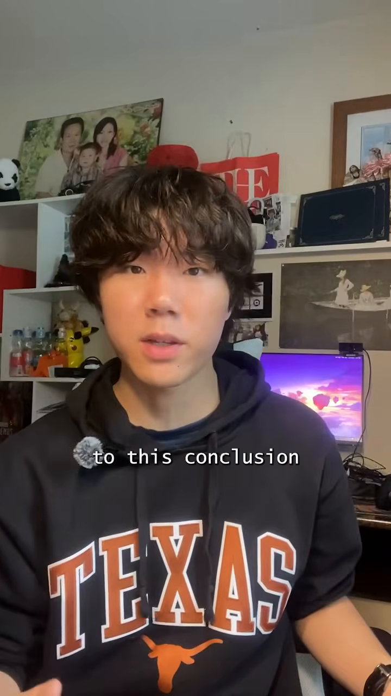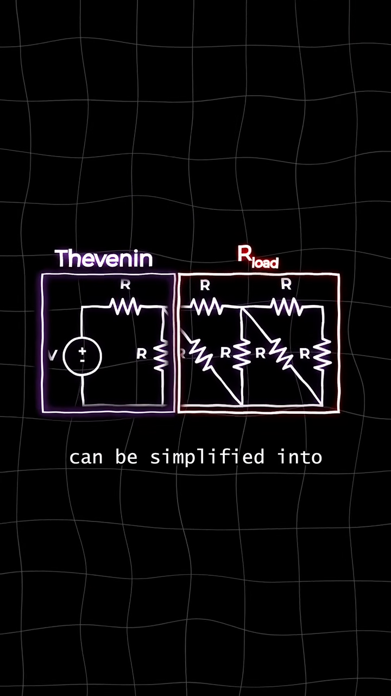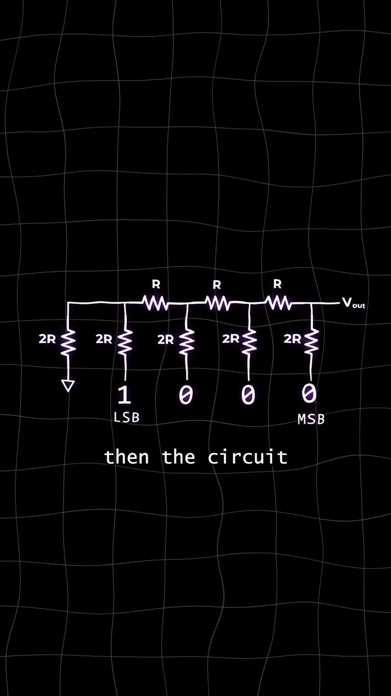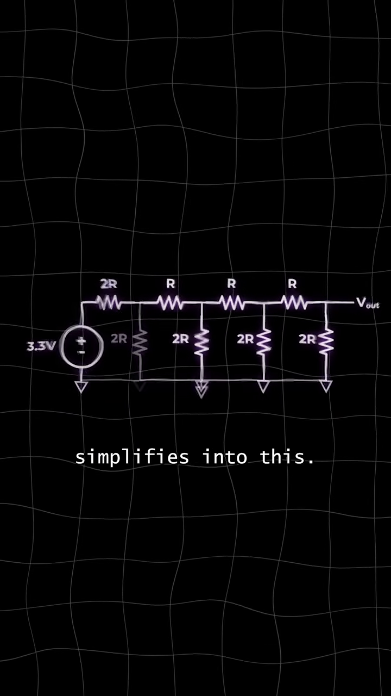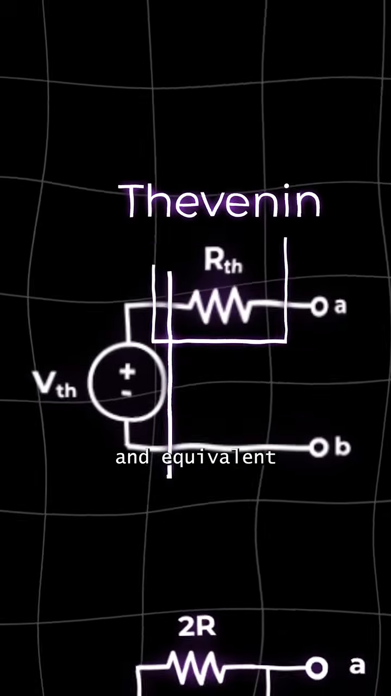We can see how we came to this conclusion by using Thevenin's theorem, which states that all linear circuits can be simplified into this equivalent circuit. If we feed in a binary value of 1 into the circuit, then the circuit simplifies into this. Using Thevenin's theorem, we can replace everything on the left side with an equivalent Thevenin voltage and equivalent Thevenin resistance.